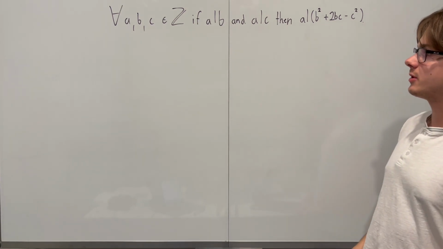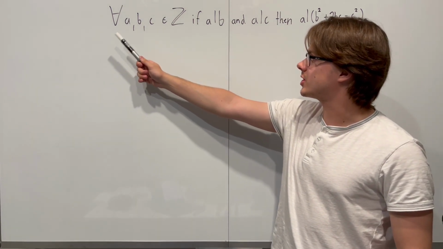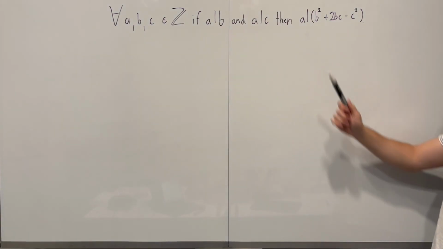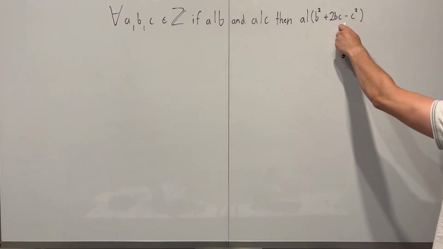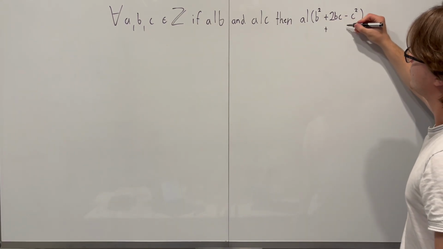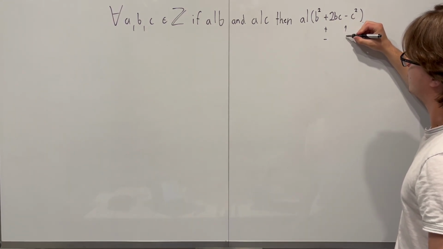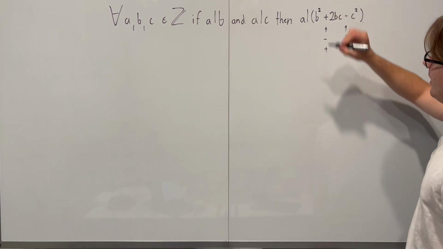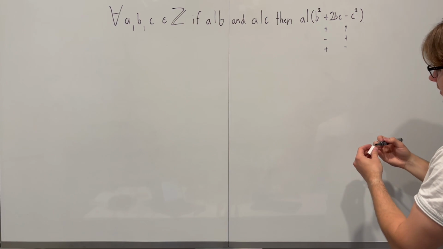Is the following statement going to be true: that for all integers a, b, and c, if a divides b and a divides c, then a divides b² plus 2bc minus c²? We've already proven the case where these are two additions, and this one's a subtraction and that one's an addition. Now we're going to look at whether it's true when this is an addition and that's a negative sign.